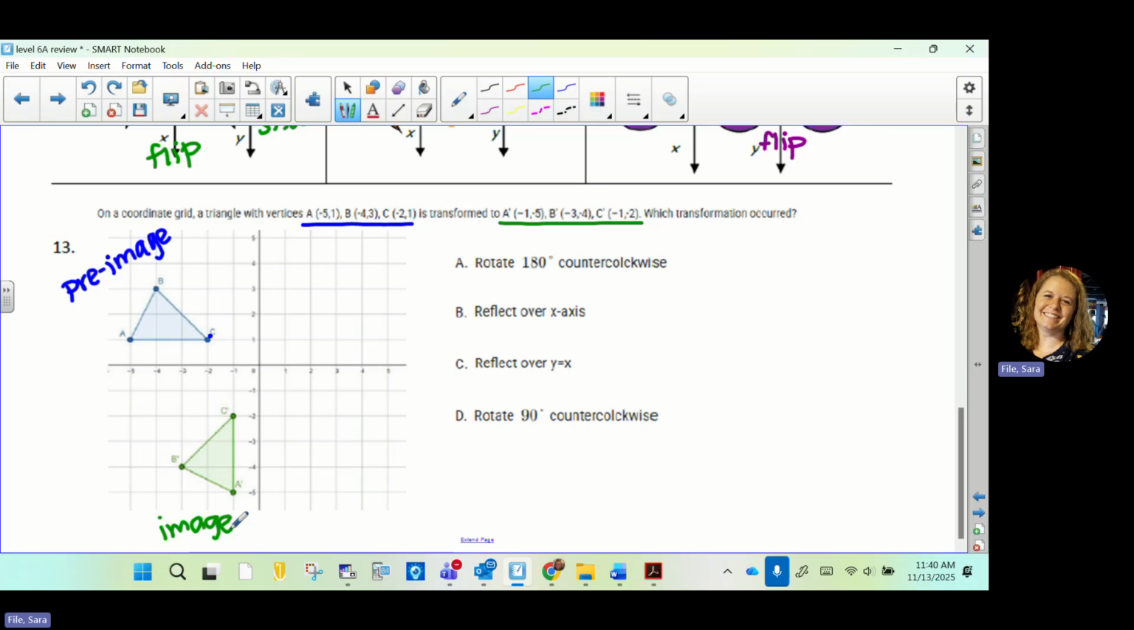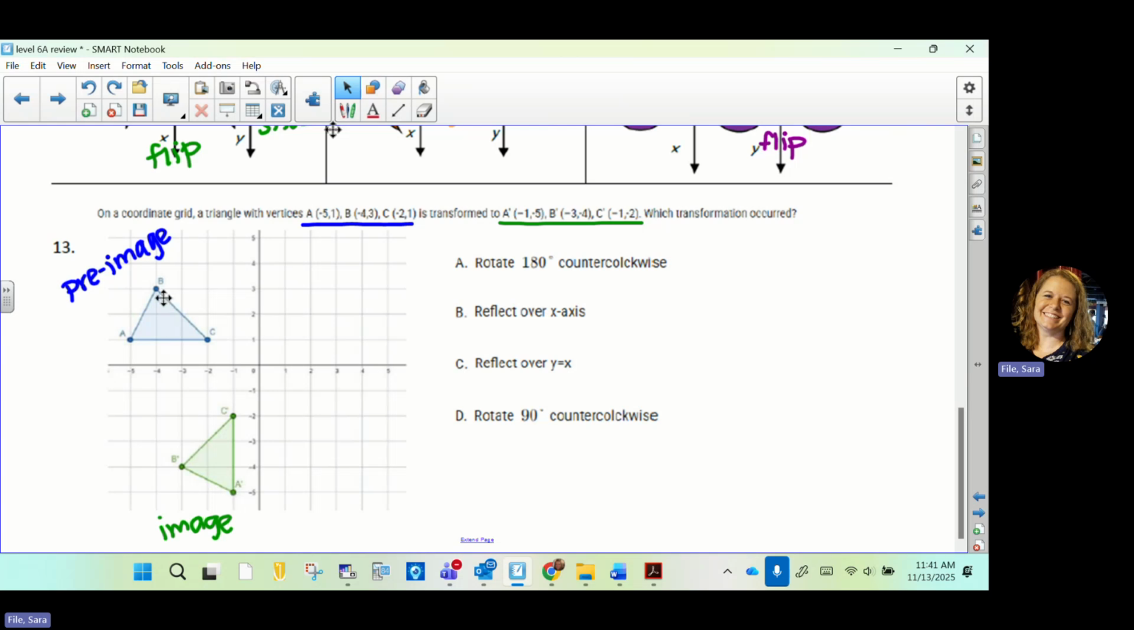That's our vocabulary. The pre-image is what we started with. The image is after the transformation. They want to know which transformation occurred. So this is similar to the one we just did with the random pictures, but now it's with a polygon, a triangle. So see, this A was here on the bottom left of the triangle. Now it's down here at the bottom.